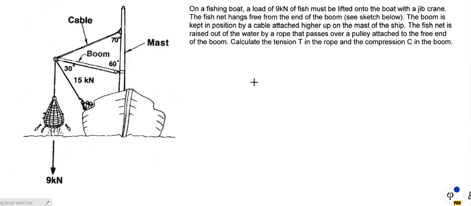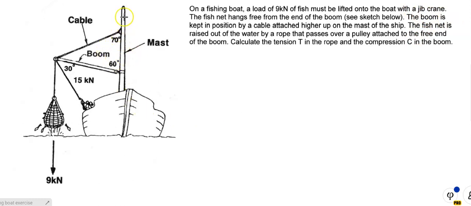Okay, there's a fishing boat there. I read the question. On a fishing boat, a load of 9 kilonewton of fish. There we go. What does kilo mean? 1,000. So that's 9,000 newton. Okay, submultiple prefix. Must be lifted onto the boat with a jib crane. Right. Now, people, let's look at the boat here.